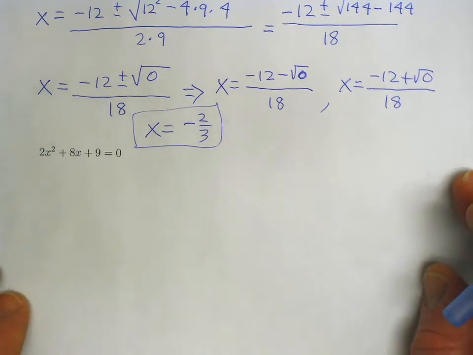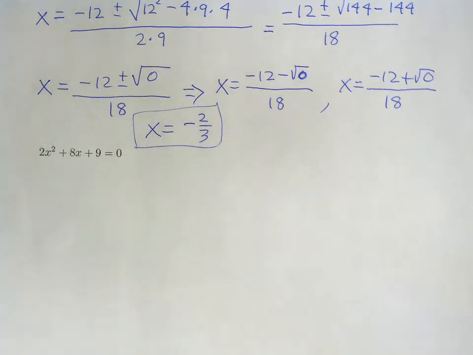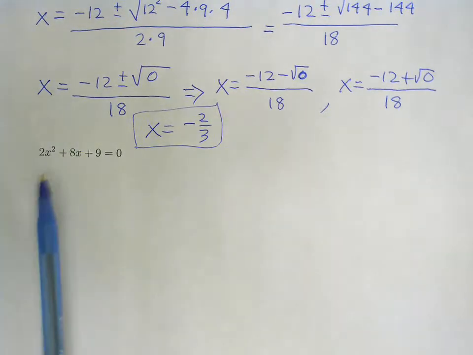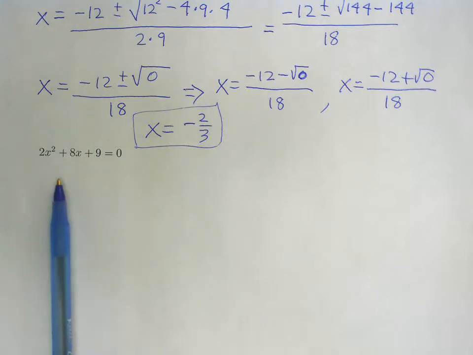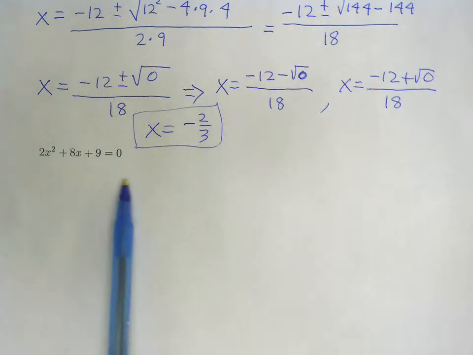Okay, let's work on the next one. 2x to the second plus 8x plus 9 equals 0.